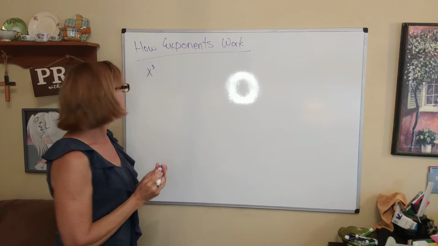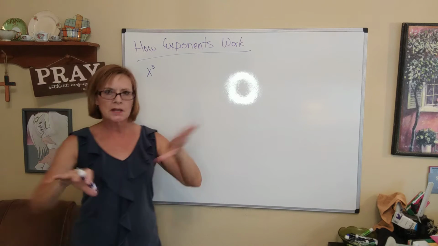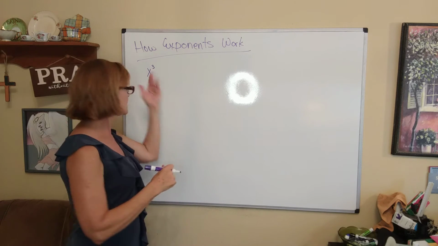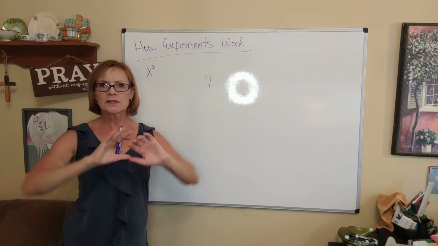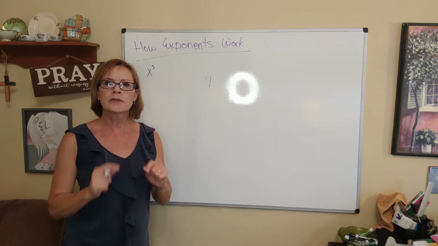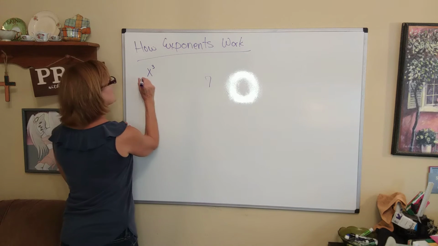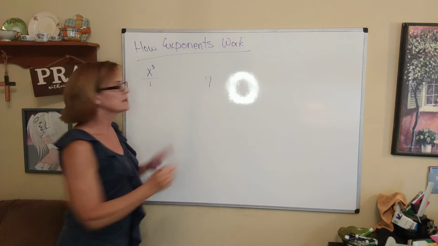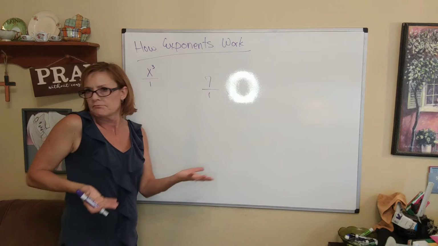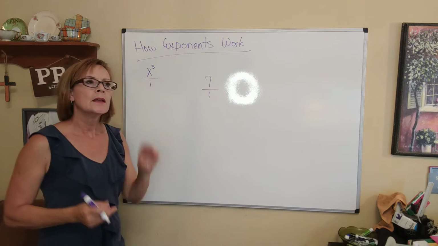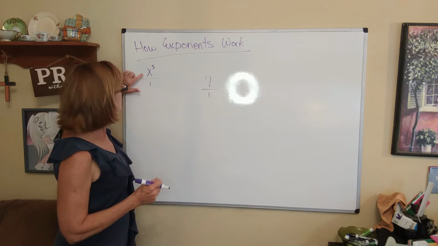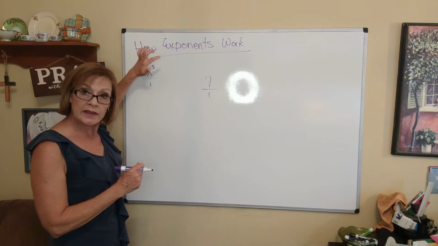Okay, here is the deal. If you ever see a number sitting around somewhere, like this is a number, if you see here also maybe 7, there's a number. You see something just sitting around. The truth is, it is over 1. You can make it into a fraction by putting it over 1. So this is really x cubed over 1. This is how exponents work. X is called the base and 3 is called the exponent.